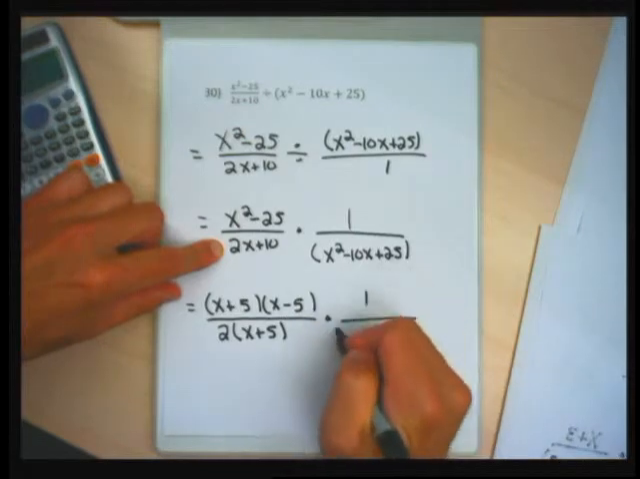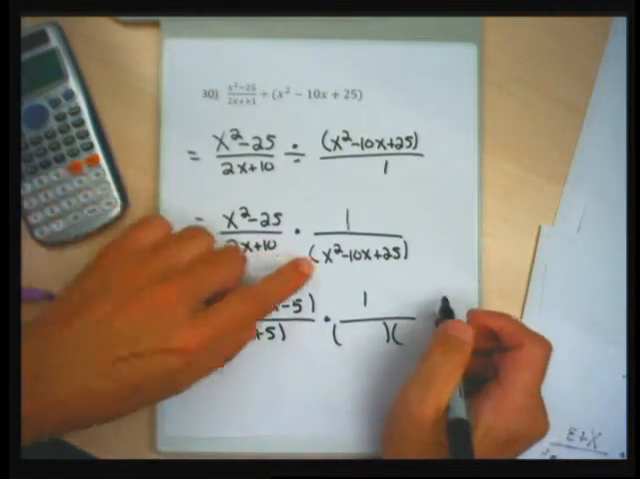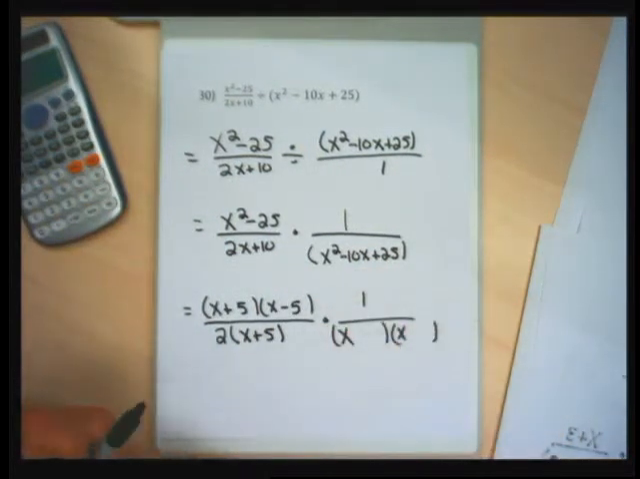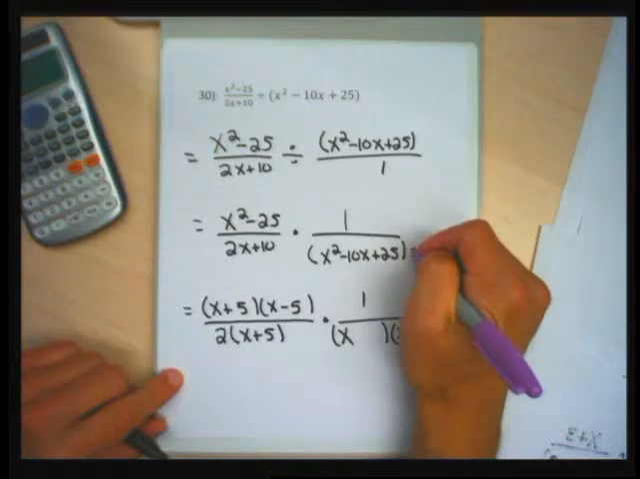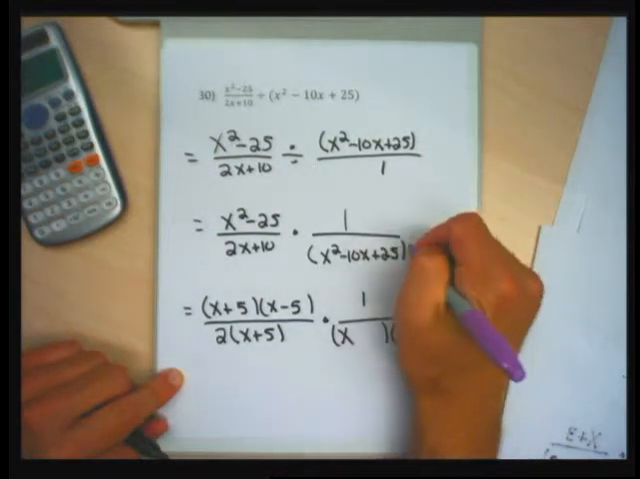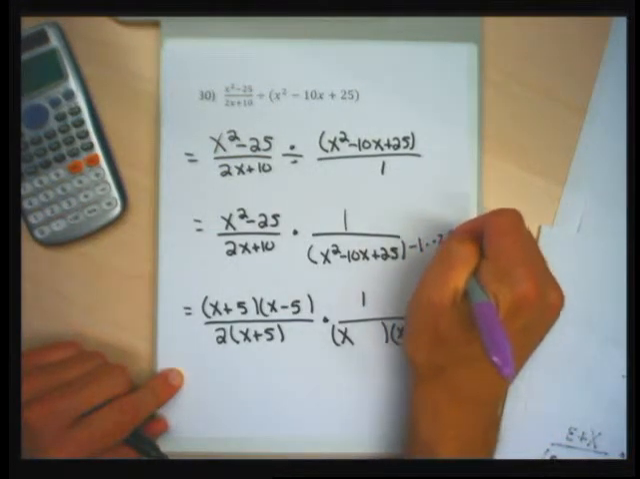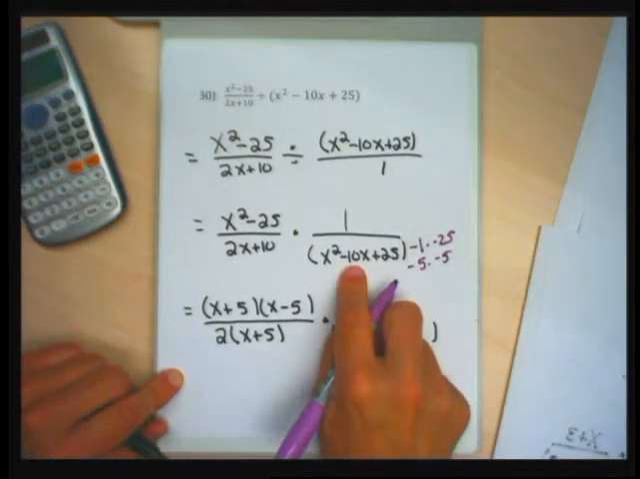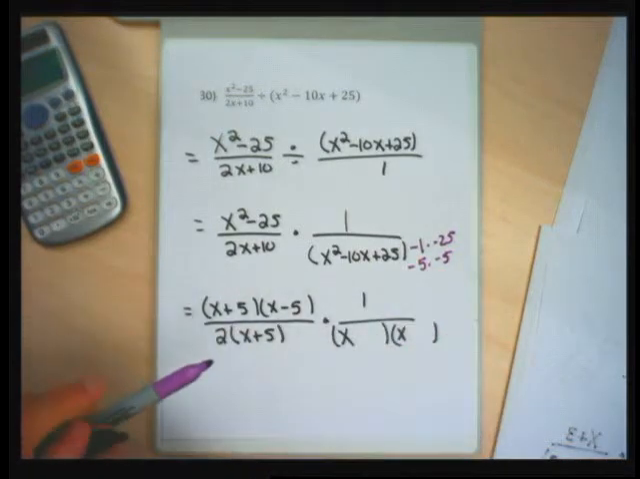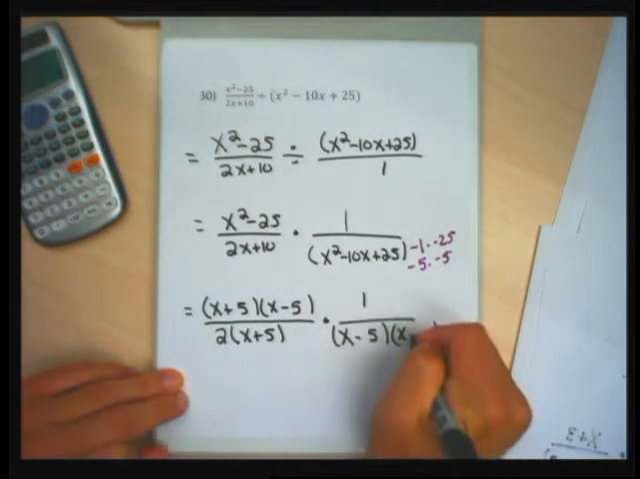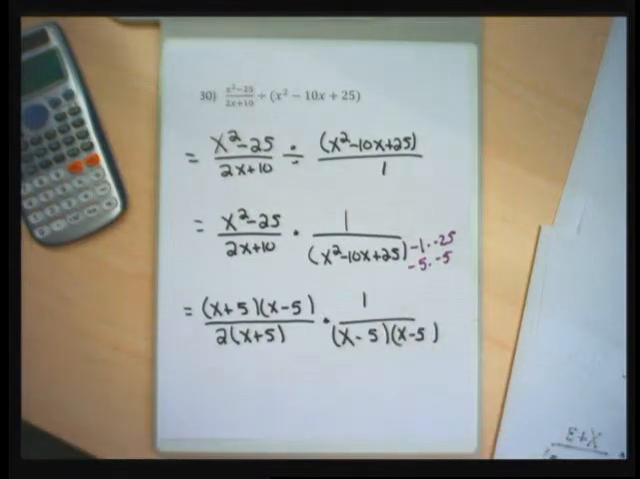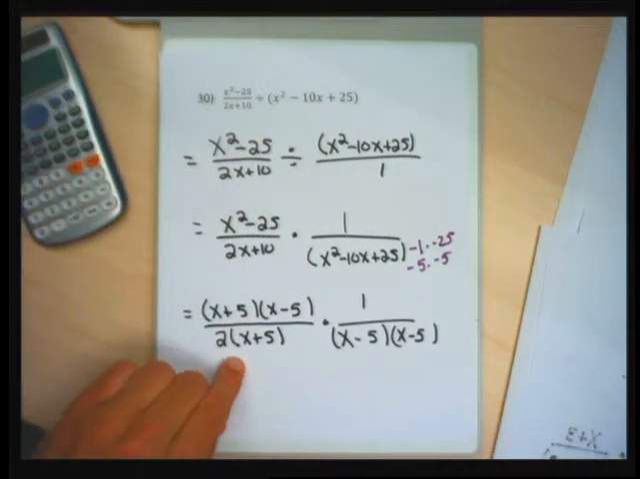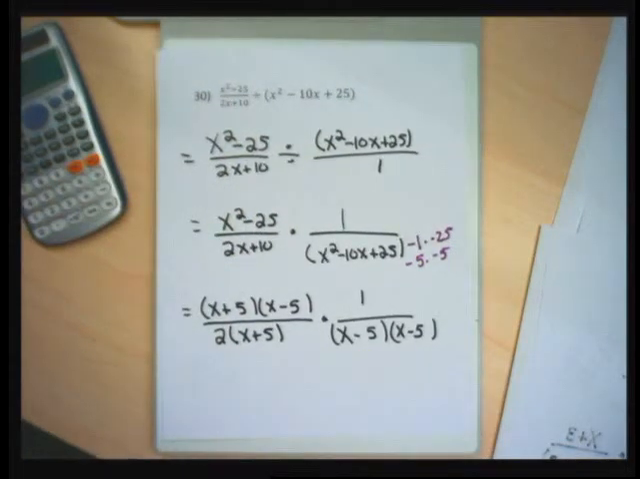The single 1 can't factor, but this x squared minus 10x plus 25, my first are a couple of x's, my signs are minus and minus. So after these parentheses, I could either put a minus 1 and a minus 25, or a minus 5 and a minus 5. Because I need to get the minus 10, the minus 5 and minus 5 will give me that, because those add up to minus 10. So I have the (x plus 5)(x minus 5) factoring, the 2 times (x plus 5), and the (x minus 5)(x minus 5). Now I'm going to cancel.